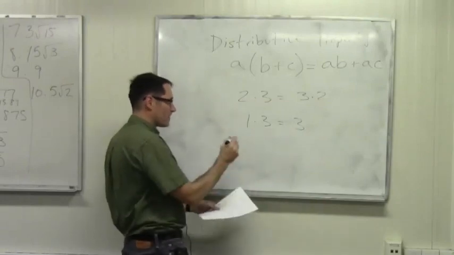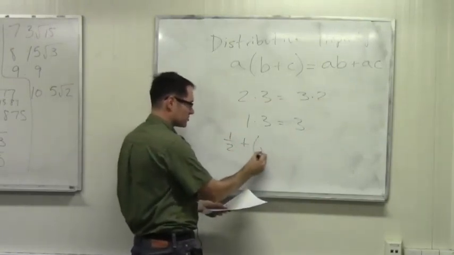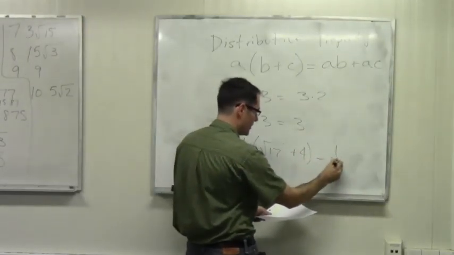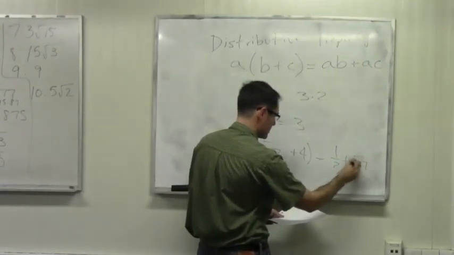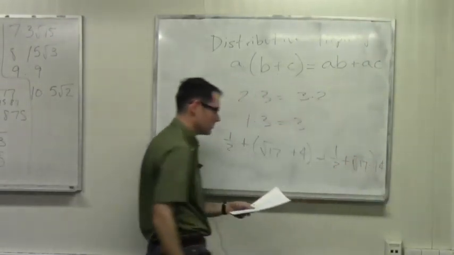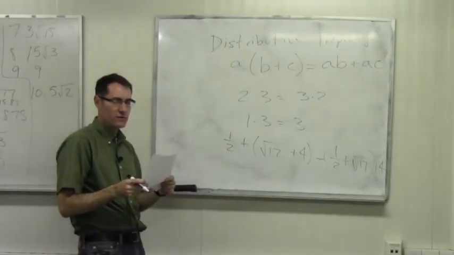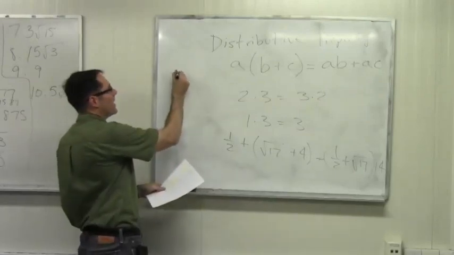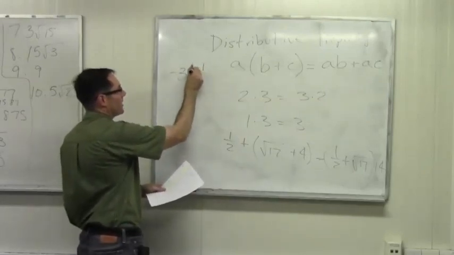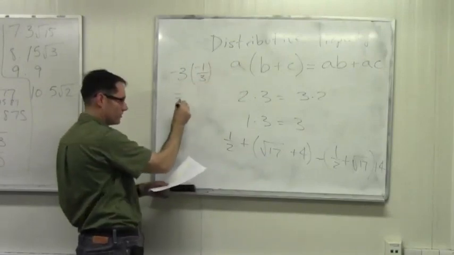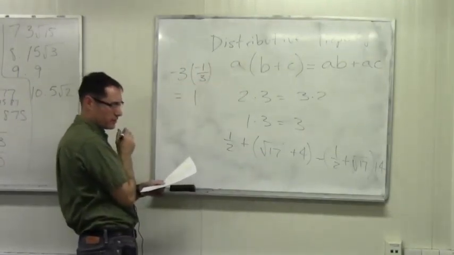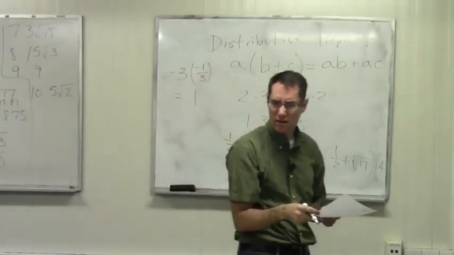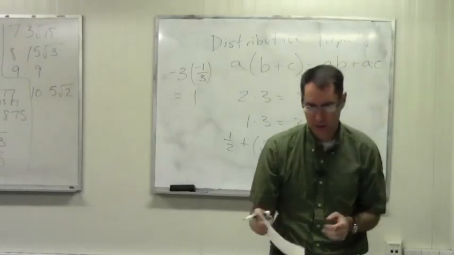How about this one? 1/2 plus, parentheses, square root of 17 plus 4 equals 1/2 plus the square root of 17, in parentheses, plus 4. Associative of addition in this case. OK. And then one more. -3 times -1/3 gives you 1. What's that one? Inverse for multiplication. OK? These aren't too bad. But you do need to know those.